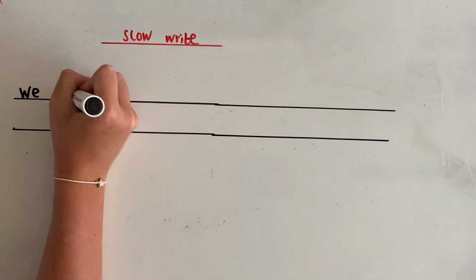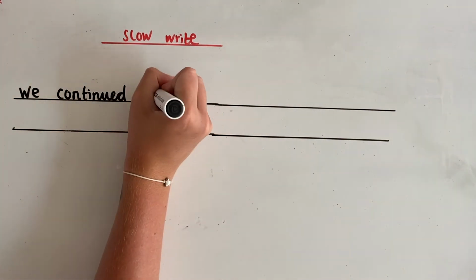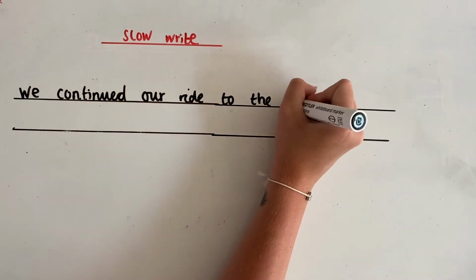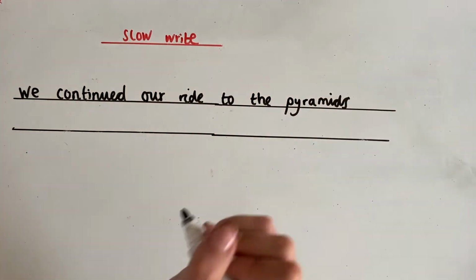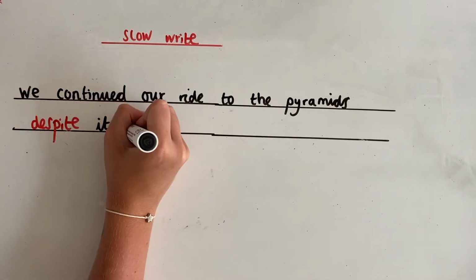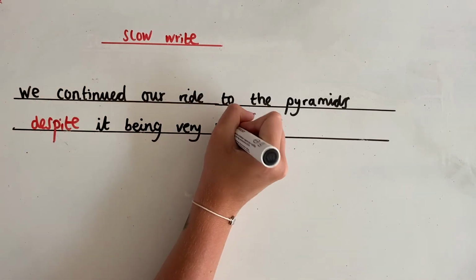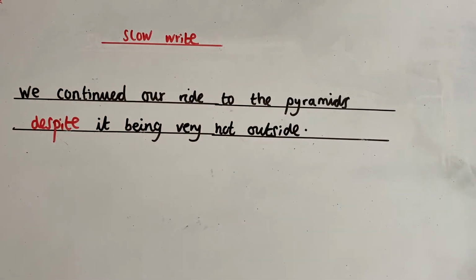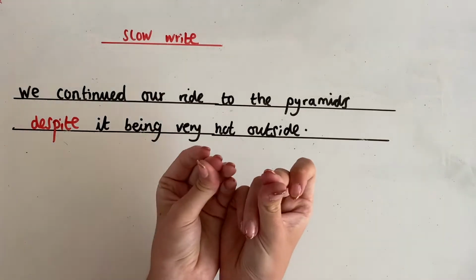So now I'm going to write my second sentence. We continued our ride to the pyramids despite it being very hot outside. Now, a subordinating conjunction adds extra information to the main clause. So my extra bit of information in this sentence would be despite it being very hot outside. It just makes our sentence sound a little bit more interesting by using these sort of conjunctions. Now pause the video and have a go at writing your own sentence with a subordinating conjunction.